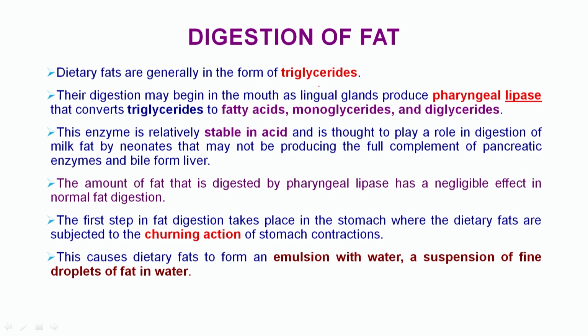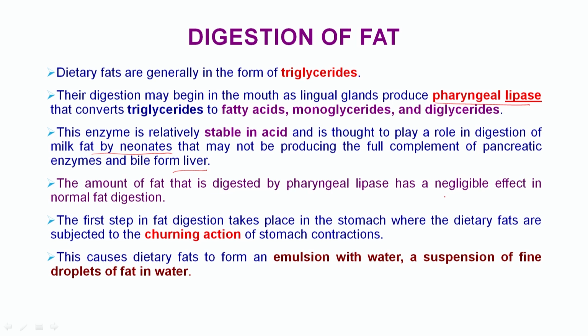Their digestion may begin in the mouth, as the lingual gland produces lingual lipase that converts the triglyceride to fatty acid, monoglyceride and diglyceride. These enzymes are relatively stable in acid and are thought to play a role in the digestion of milk fat by neonates, who may not be producing the full complement of pancreatic enzymes and bile from the liver. The amount of fat digested by lingual lipase has a negligible effect in normal fat digestion.